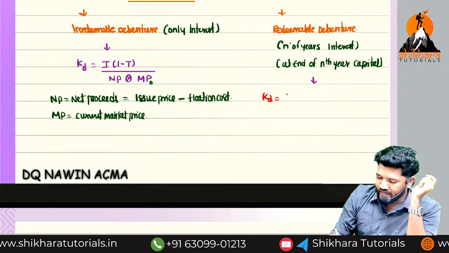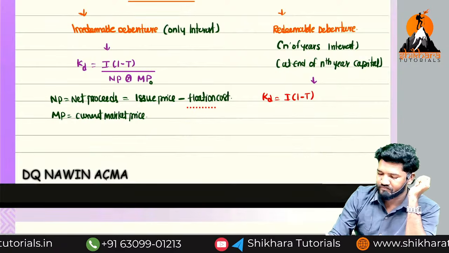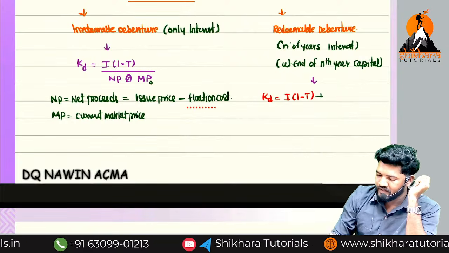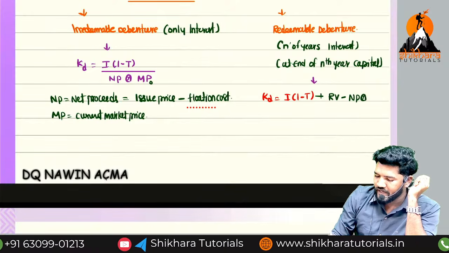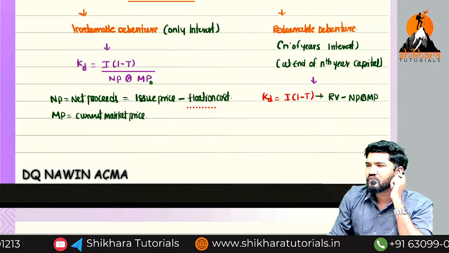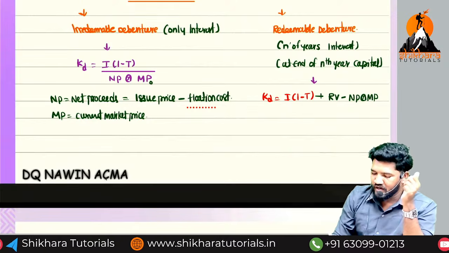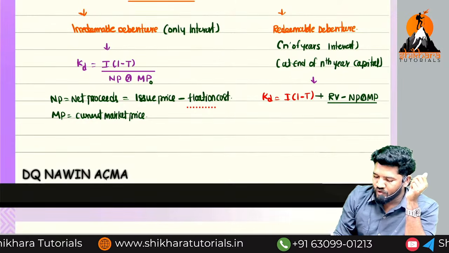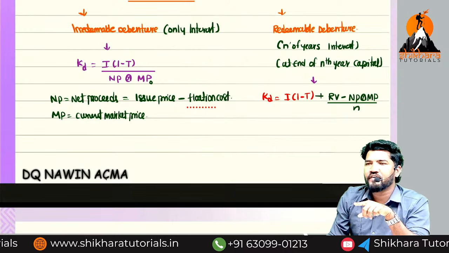Now, interest times (1 minus tax) is known as revenue expenditure, plus repayment value minus net proceeds or market price, whichever you take, not a problem. Based on the information, there are not two values, either net proceeds value or market price value, divided by n. Why divided by n? We are not calculating for total years, we are calculating for one year.